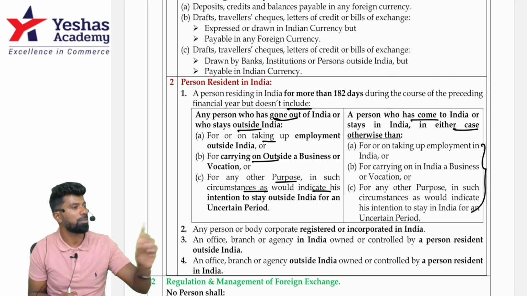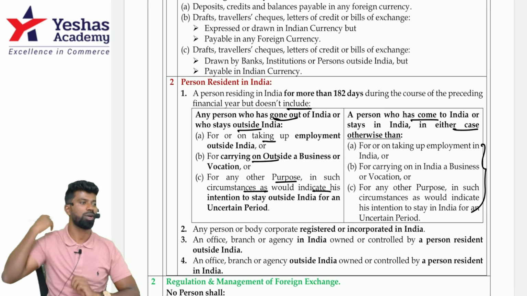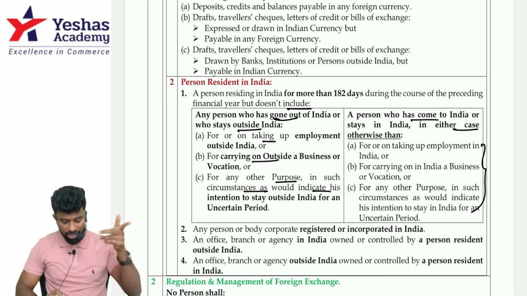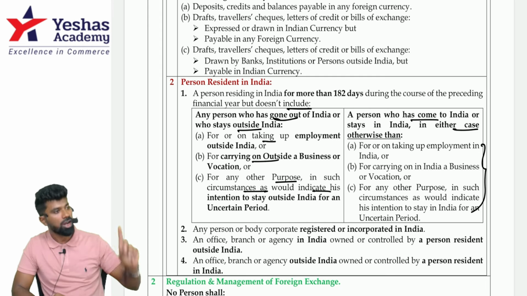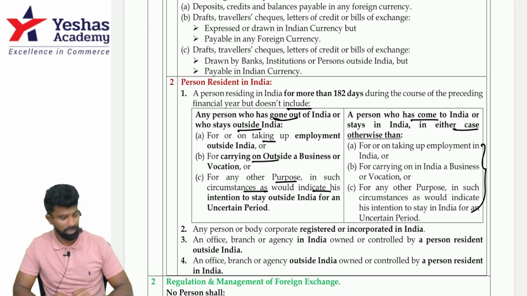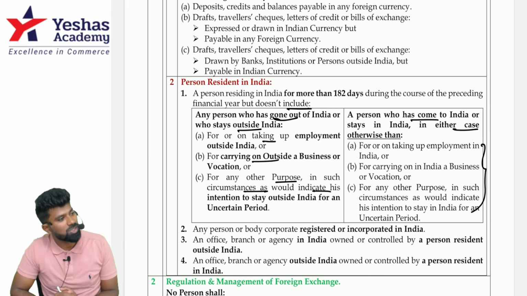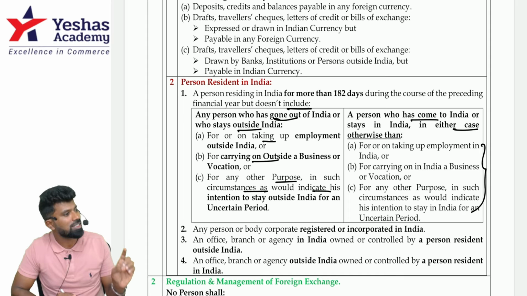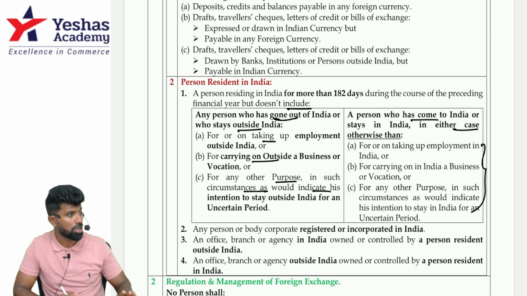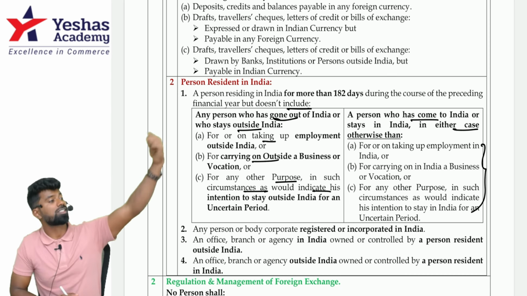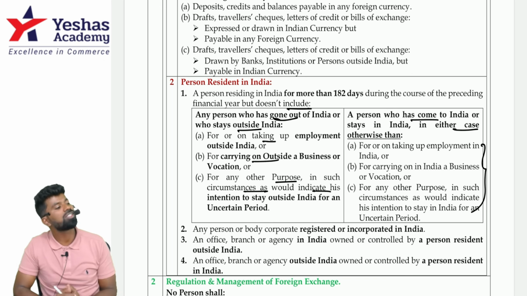Next comes the body corporate or the companies. Any company or body corporate incorporated in India is considered resident in India. And the next one is any office, branch or agency which is owned or controlled by a person resident in India but established in India. That is considered a person resident in India. Clear? Any office, branch or agency, even if it is established outside India but controlled by an Indian person, is called a person resident in India.